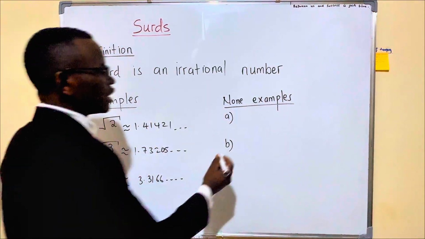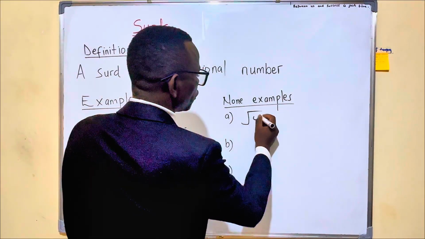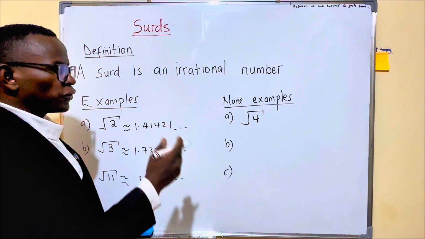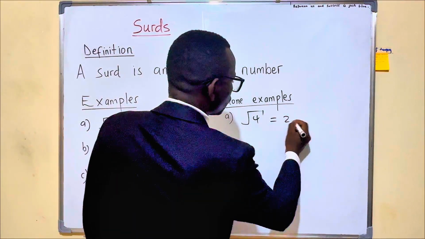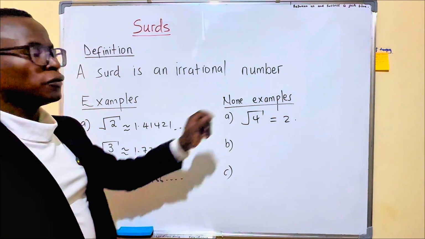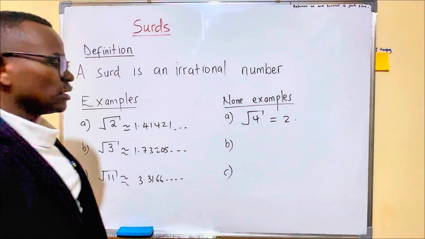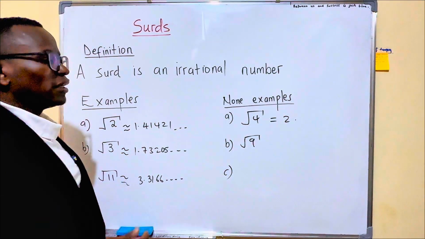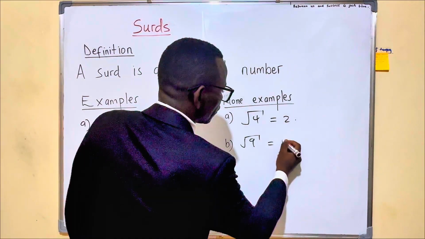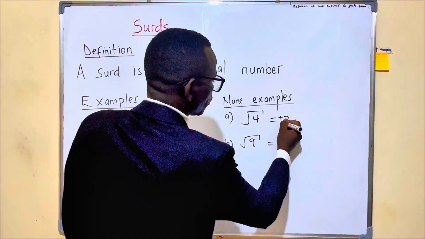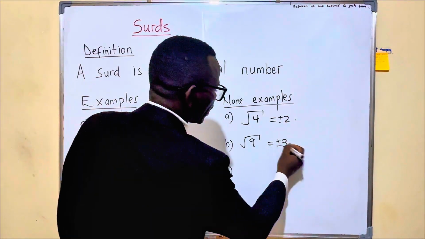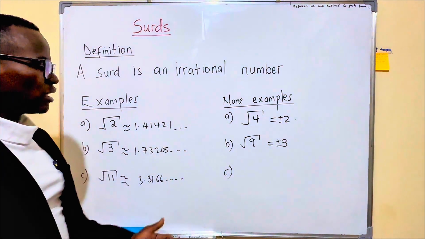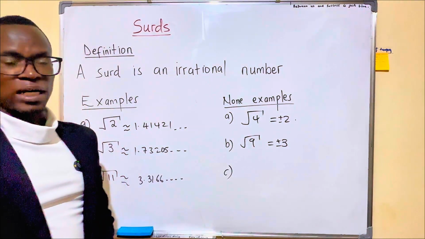For example, if I have the square root of 4, the square root of 4 will give me a what? A 2. What does that mean? Root of 4 is not a what? A surd. Root of 9. When I take a root of 9, the result is going to be a 3. Sorry, this is a plus or minus 2. This is a plus or minus 3. Meaning that root of 9 is not a what?